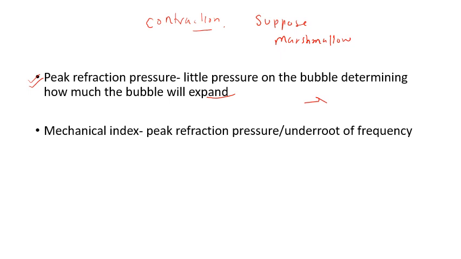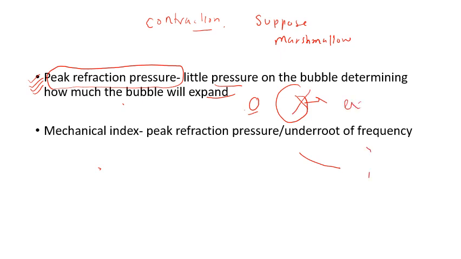That pressure is known as the peak rarefaction pressure. It is that little pressure on the bubble which determines how much the bubble will expand. If you give a higher peak rarefaction pressure, what happens? More rarefaction will happen, more relaxation will happen, and finally this bubble sometimes gets burst. So we don't need excessive pressure either.